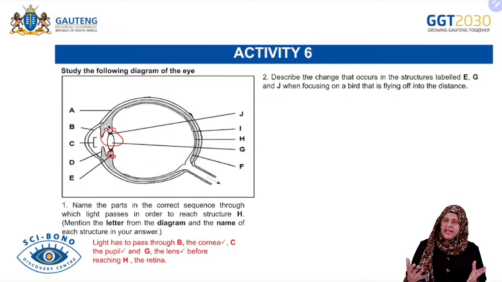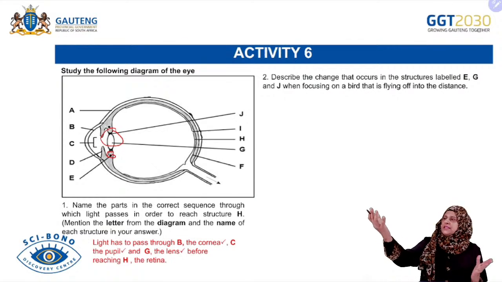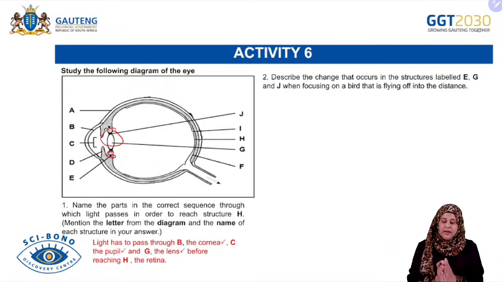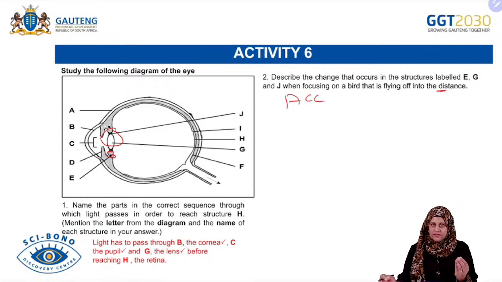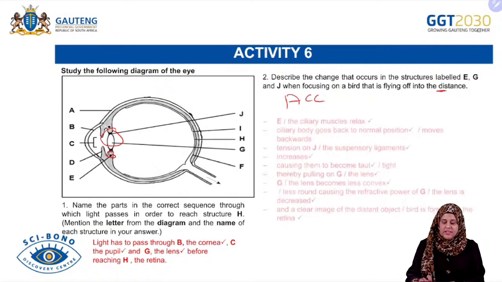So previously I said you're looking out the window and you're looking at something far away, right? But now the clue here is distance. Okay, so we're saying the bird is flying off into the distance. When we're speaking about distance, immediately a bell must ring in your head to say, okay, distance, I'm speaking about accommodation. If it is accommodation, what are the muscles involved? It's the ciliary muscles, and it's the suspensory ligaments. Okay, so let's see how that is going to function.